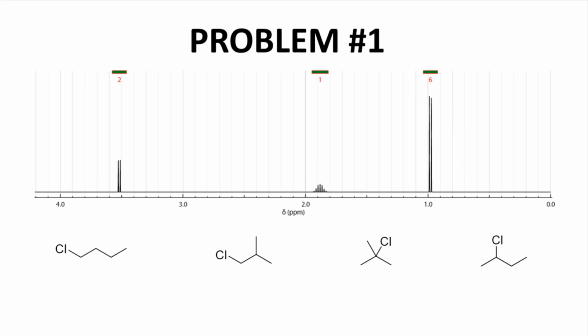Then I'll look at the integration. This looks like two hydrogens, 1 and 6. And 6, that's a pretty big number. So there are a lot of identical hydrogens. 6 is 2 times 3. Anytime you see 3s show up, that often means methyl groups. So this 6 looks like two different methyl groups, or two methyl groups that happen to show up in the same place. Okay, so now let's look at the molecules we have and see if this can clarify anything.